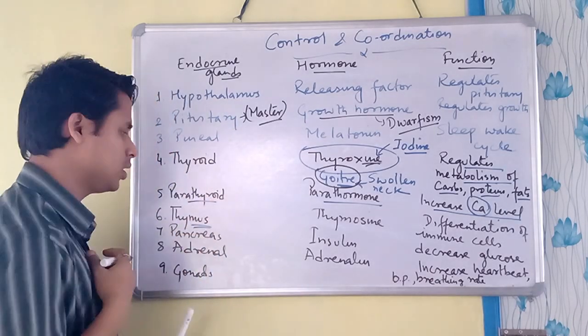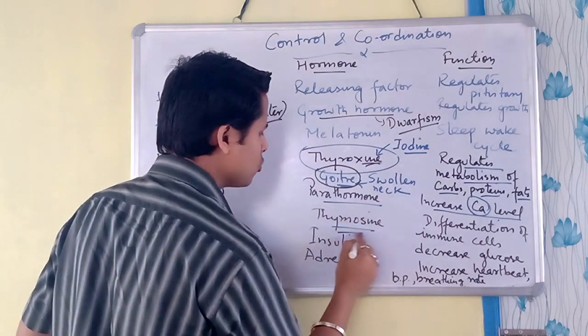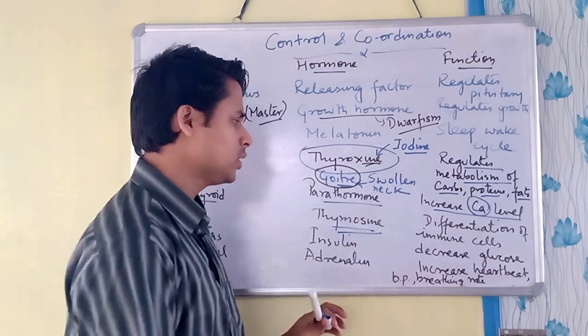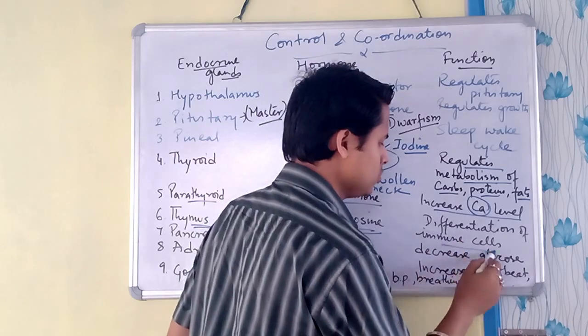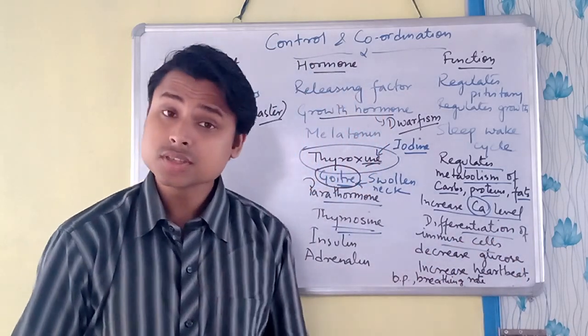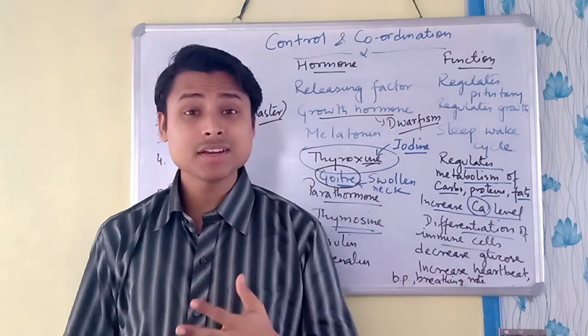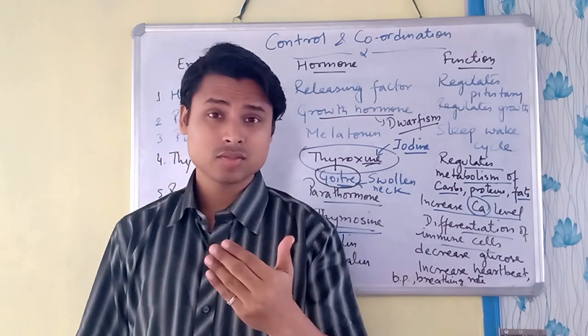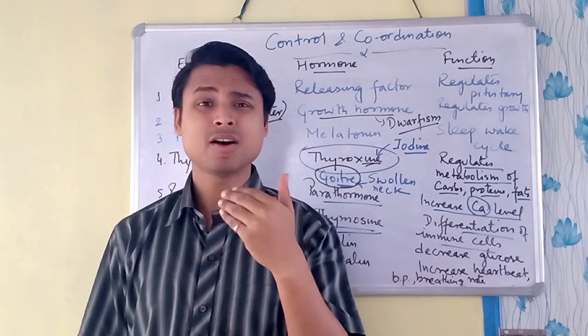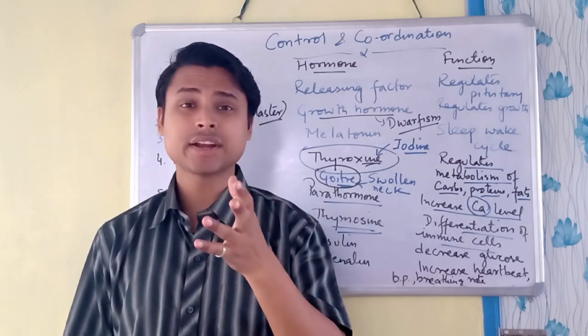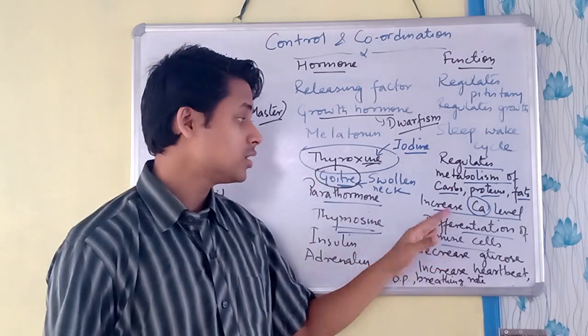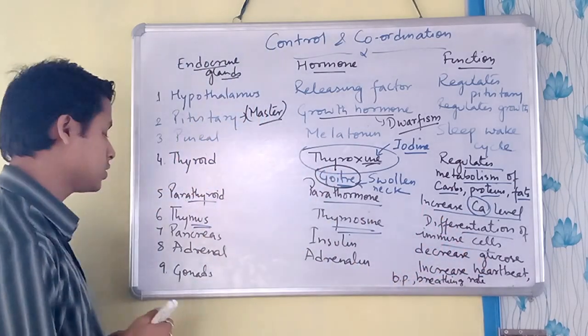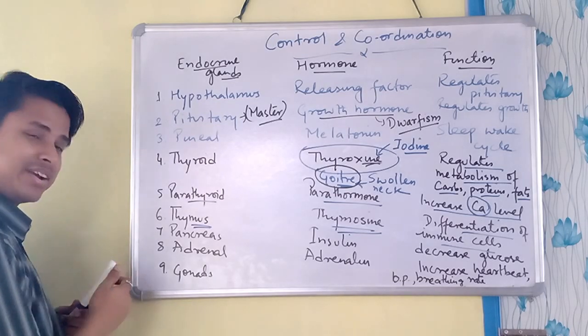Thymus, it is present near the heart, is releasing thymosin hormone, and it has a role in immune cell differentiation. The immune cell, the defense mechanism, which does the defense work, right? From any bacteria, viruses, it protects us. So that immune cell gets differentiated by the thymosin, right?